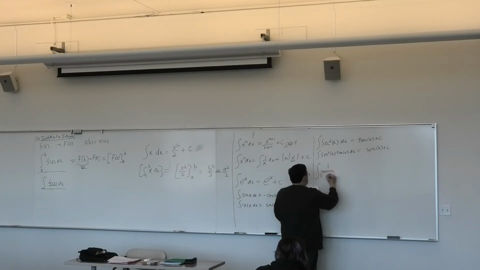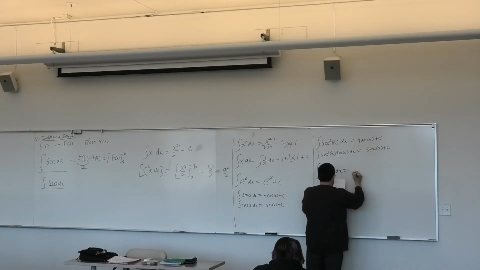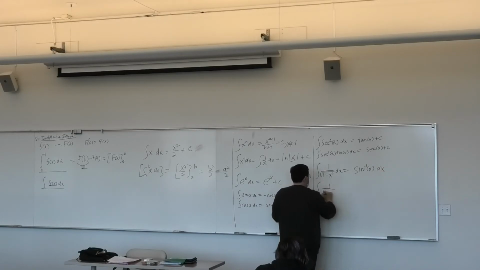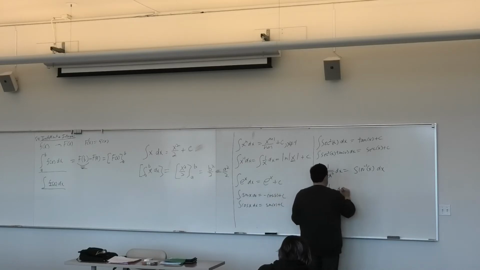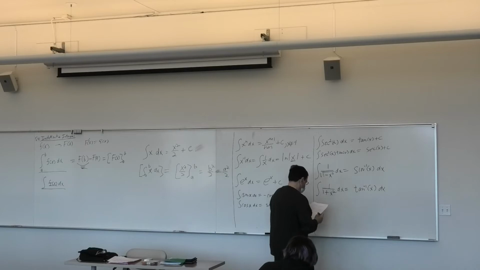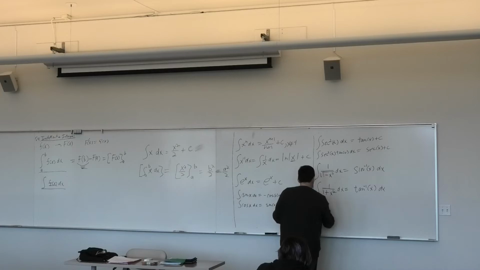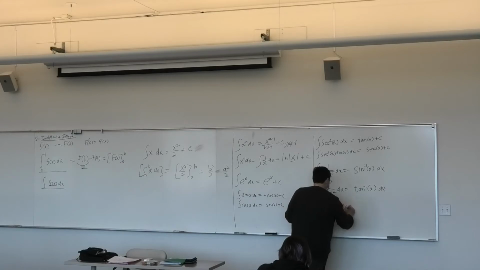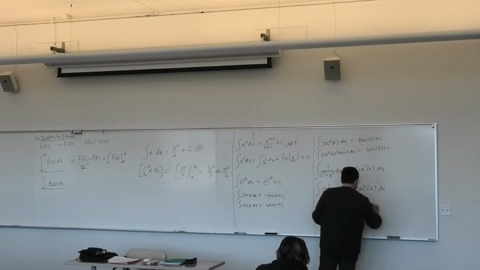1 over the square root of 1 minus x squared. That's going to be our inverse sine. The integral of 1 over 1 plus x squared. That's going to be our inverse tangent. Hyperbolics are going to be pretty obvious.